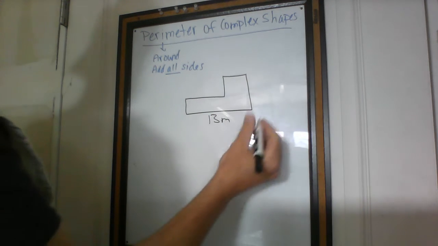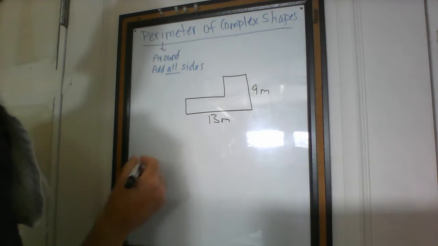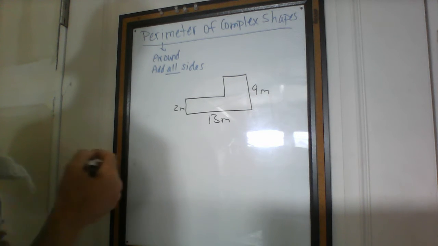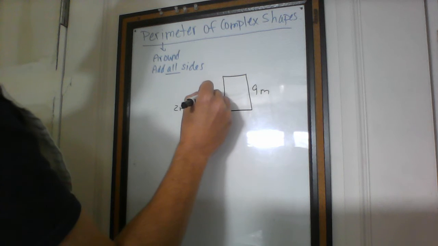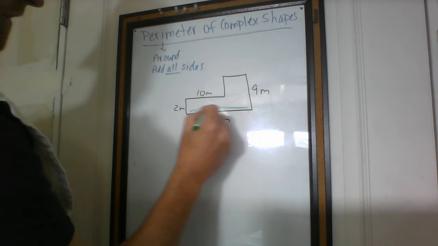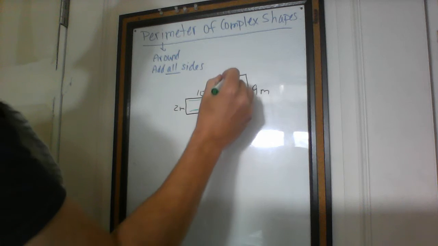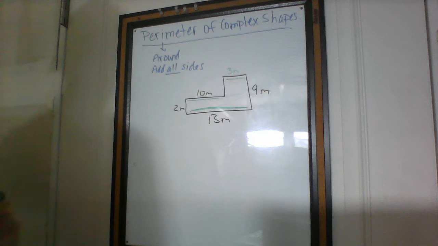13 meters. Let's go with 9 meters, to 2 meters. And then 10 meters right there. All right. So what we have, let's take our horizontal lines. This entire thing is 13. There's 10. What's left? We have 3 meters left there.